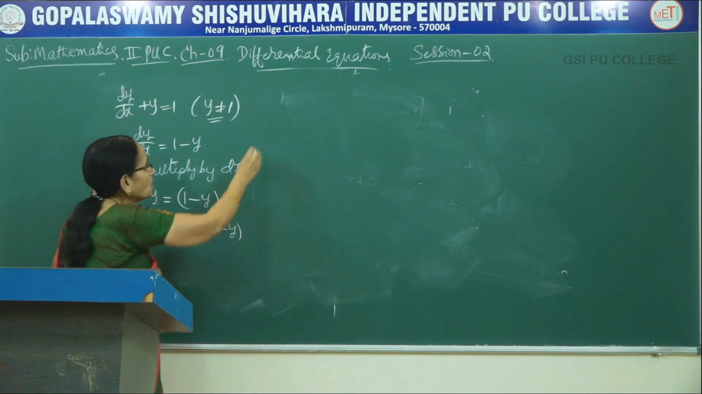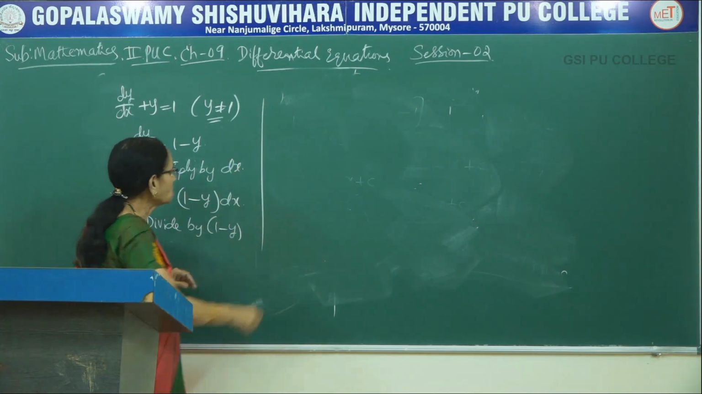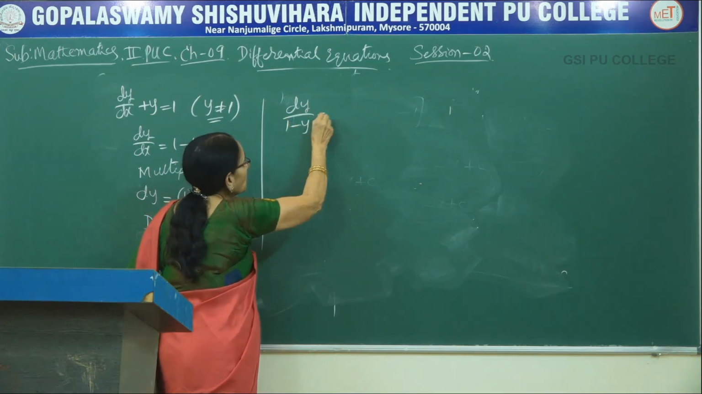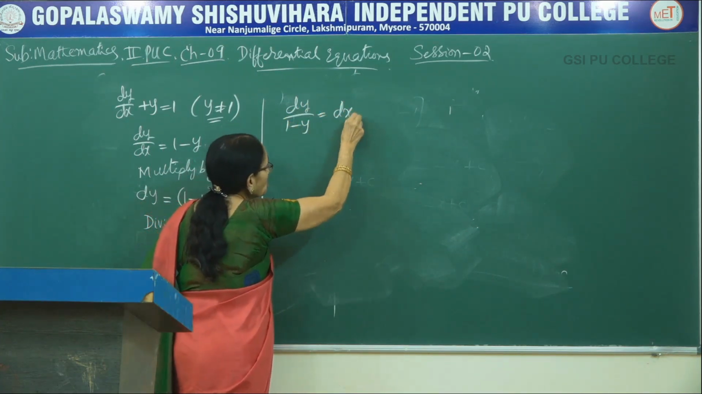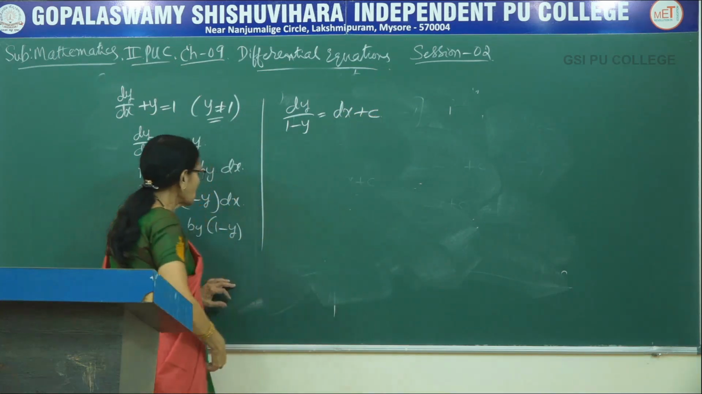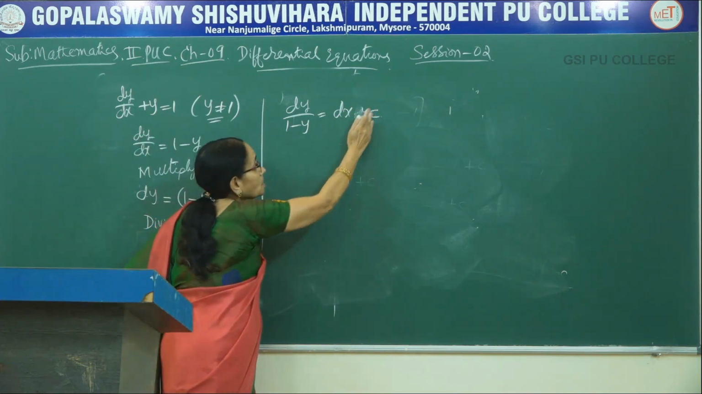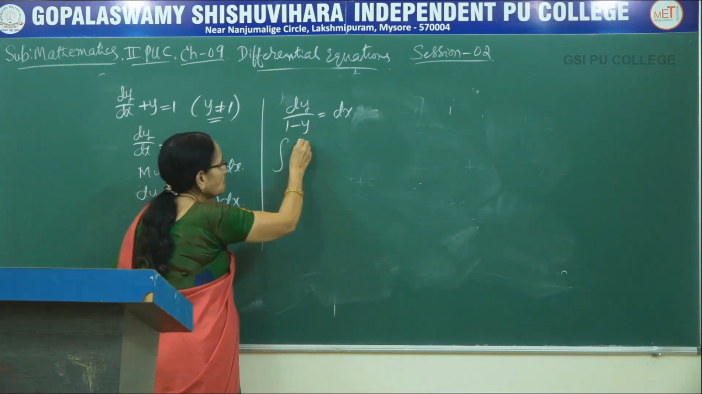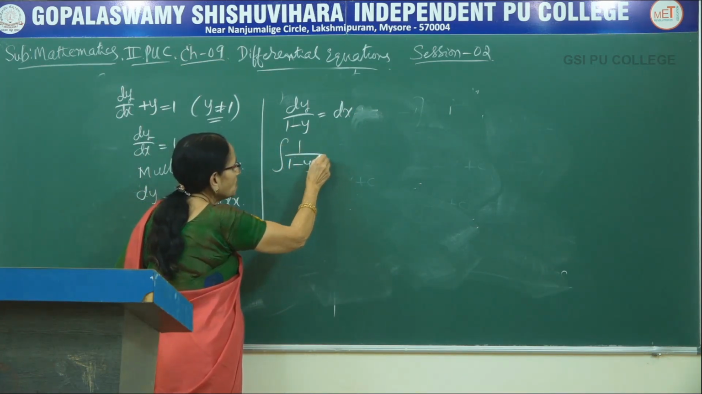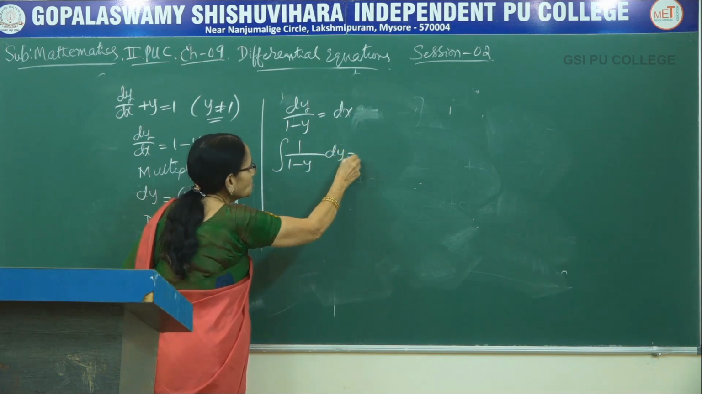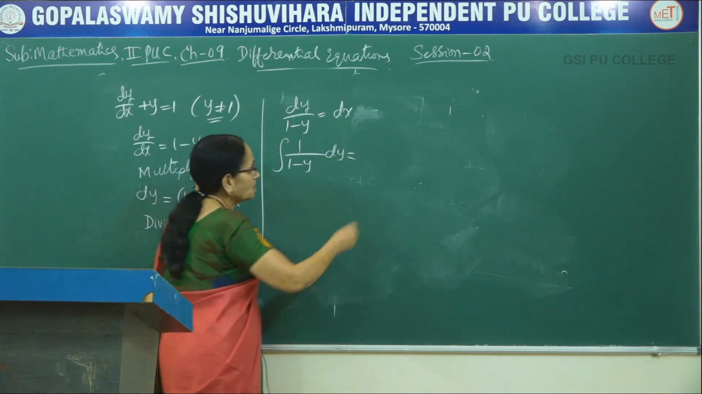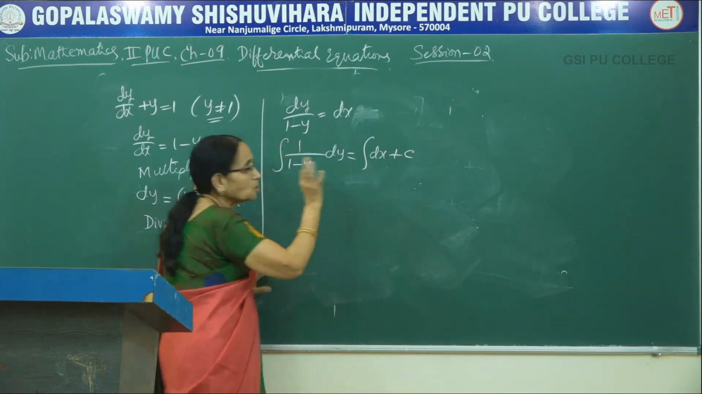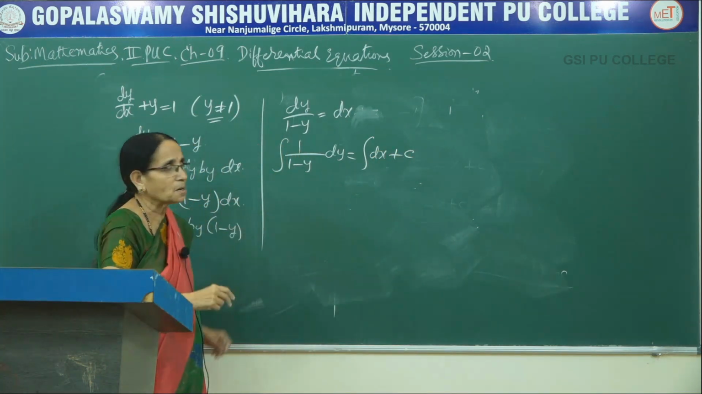So when you divide by 1 minus y, how do you get the function now? It is dy divided by 1 minus y, that's equal to dx, only dx here. Now let us do the integration. Integral 1 by 1 minus y dy, that's equal to integral dx. Immediately you add the constant, don't forget it at all.